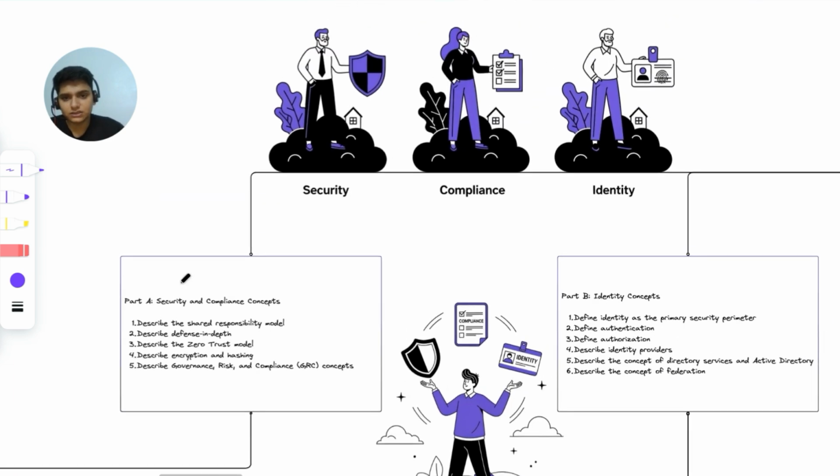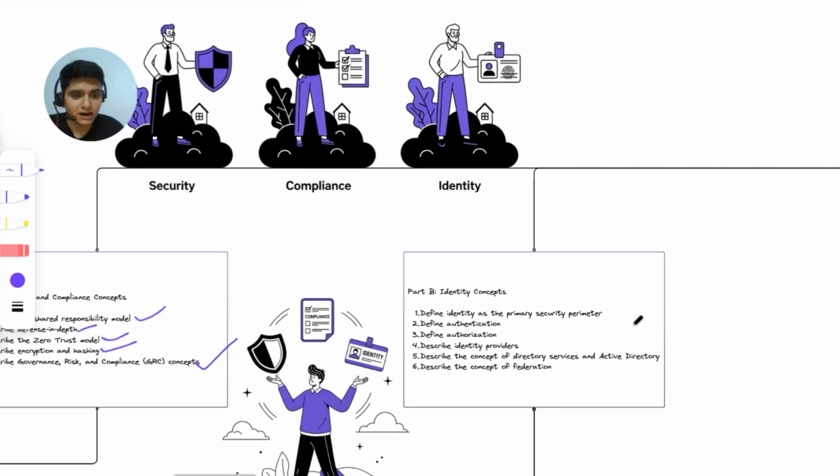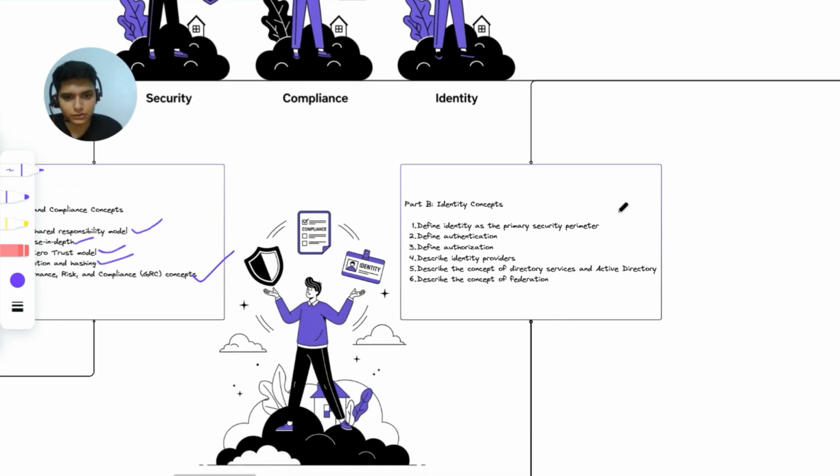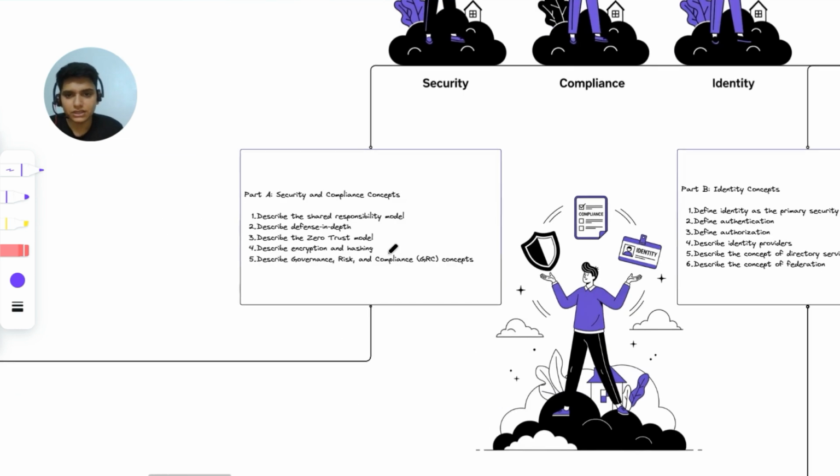Let's discuss what we are going to see in Part A. We're going to learn about the shared responsibility model, defense in depth, the zero trust model, encryption and hashing, and GRC concepts. In Part B, the identity concepts, we are going to define identity as the primary security perimeter, and cover authorization, authentication and identity providers, the concepts of directory services and Active Directory, and the concept of federation. So let's dig deeper into Part A.